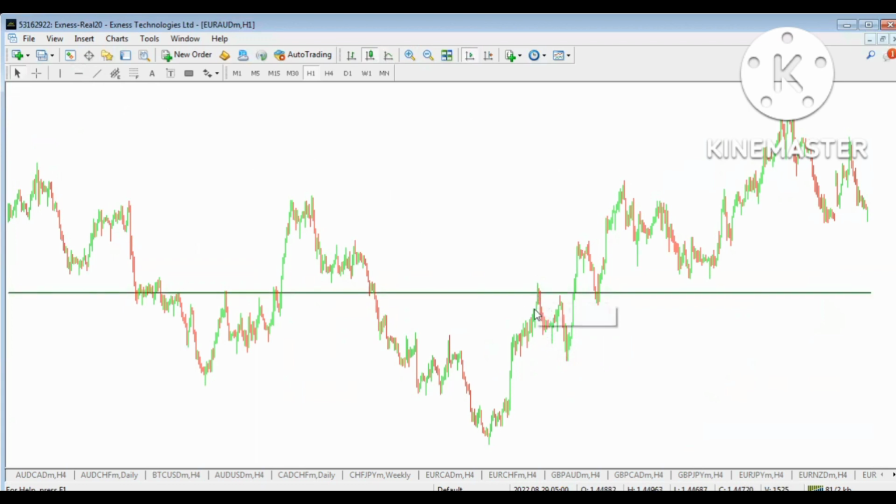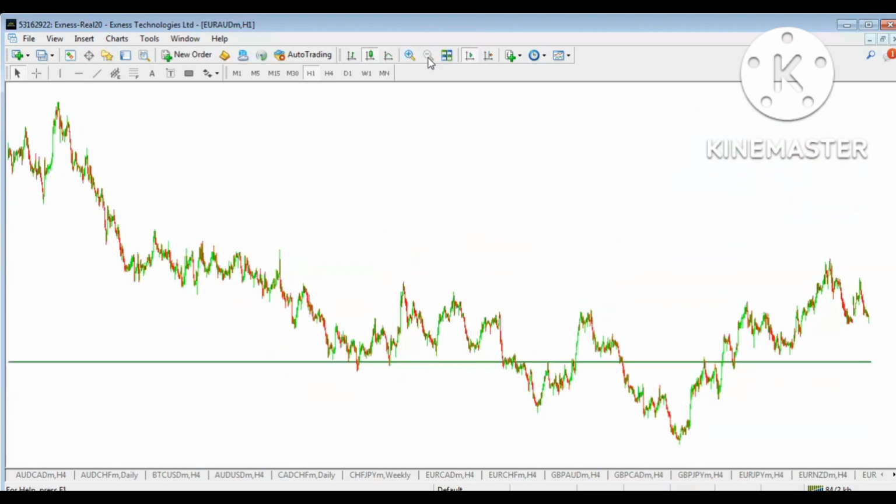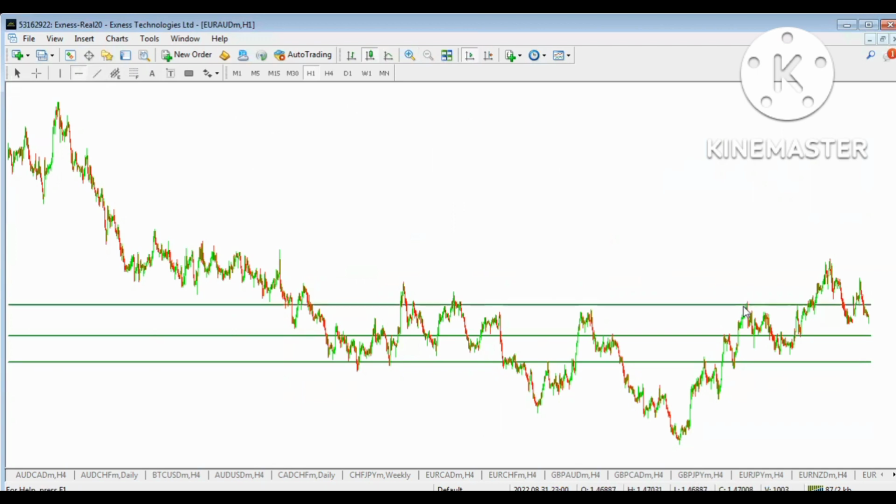I'm marking my top picks. That is top pick number 1. You can see the top pick that I've marked. I've marked my pick formation there. Then I again mark another pick, and then I again mark another pick. Cool. Now, after marking your picks, the next thing is marking our retracement levels.